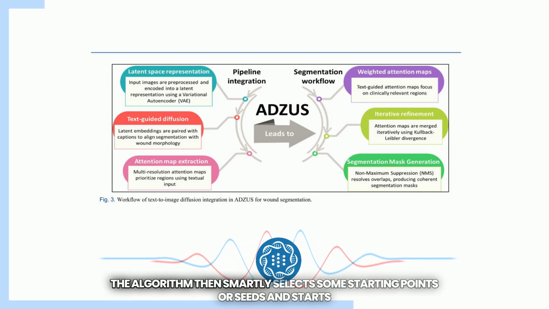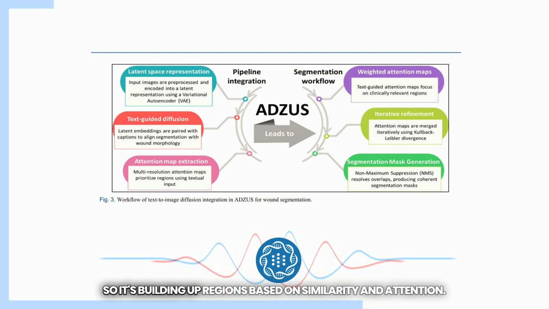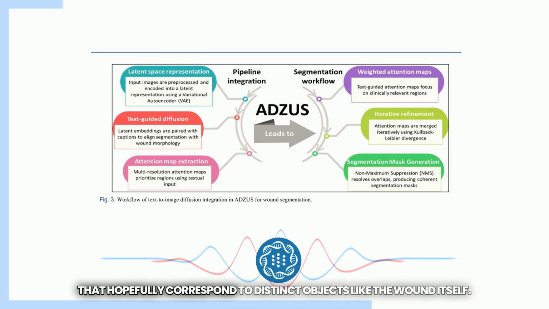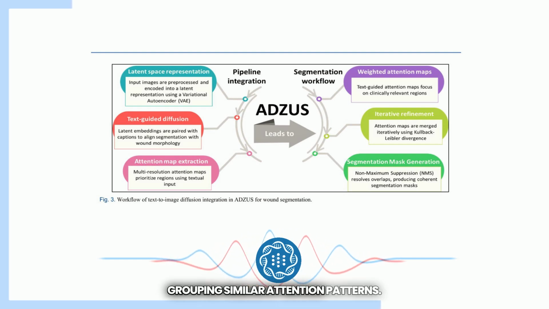The algorithm then smartly selects some starting points, or seeds, and starts grouping nearby pixels that have very similar attention characteristics. So it's building up regions based on similarity in attention. Right. It iteratively merges these regions, gradually building up larger segments that hopefully correspond to distinct objects, like the wound itself. It's trying to find coherent clusters in that attention data. Makes sense. Grouping similar attention patterns.